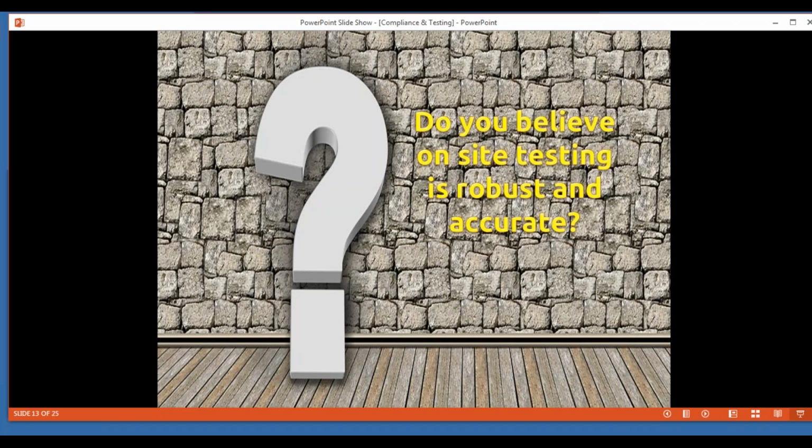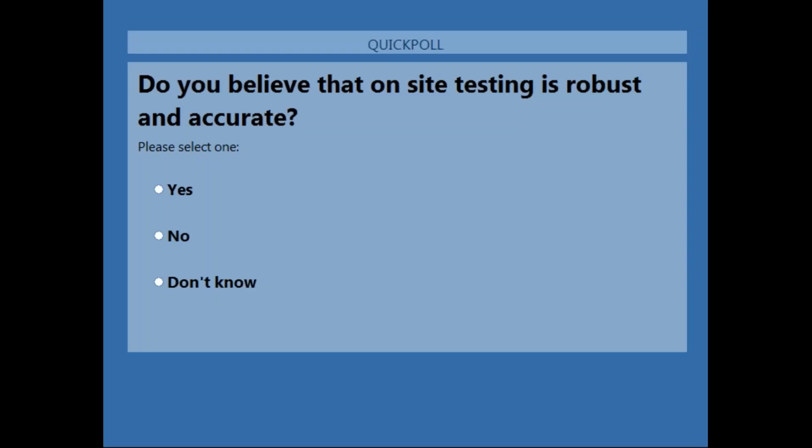So the next question I'm going to ask you is to get a view on whether you believe that the on-site testing that we do is sufficiently robust and accurate in giving us detailed results. This is going to be a straightforward yes, no, don't know question. I'll open that up for you to have a look at now, and hopefully that's working. If you could just vote on that at the moment, please. It would be interesting to see where this actually sits.